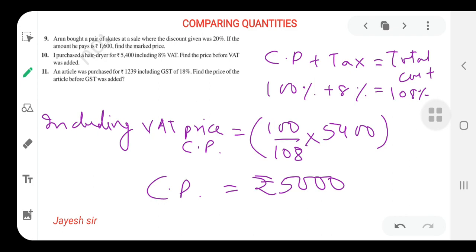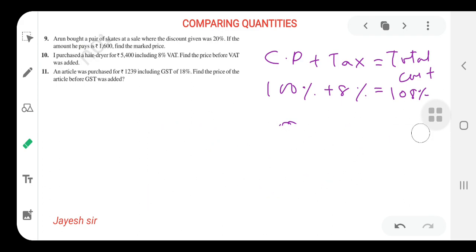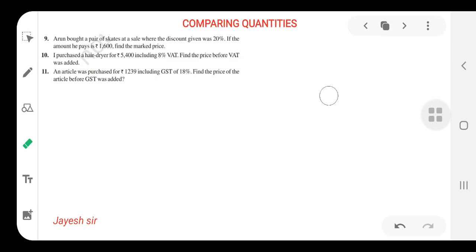I hope you all might be getting it, friends. So let us begin with the next sum for the day. The next sum is similar to this sum. So if you are capable of solving by your own, pause the video and try to solve the last sum by your own, friends. And if you like the content, don't forget to share and subscribe to my channel. 11th number sum. An article was purchased for rupees 1239 including GST. A similar type of sum.